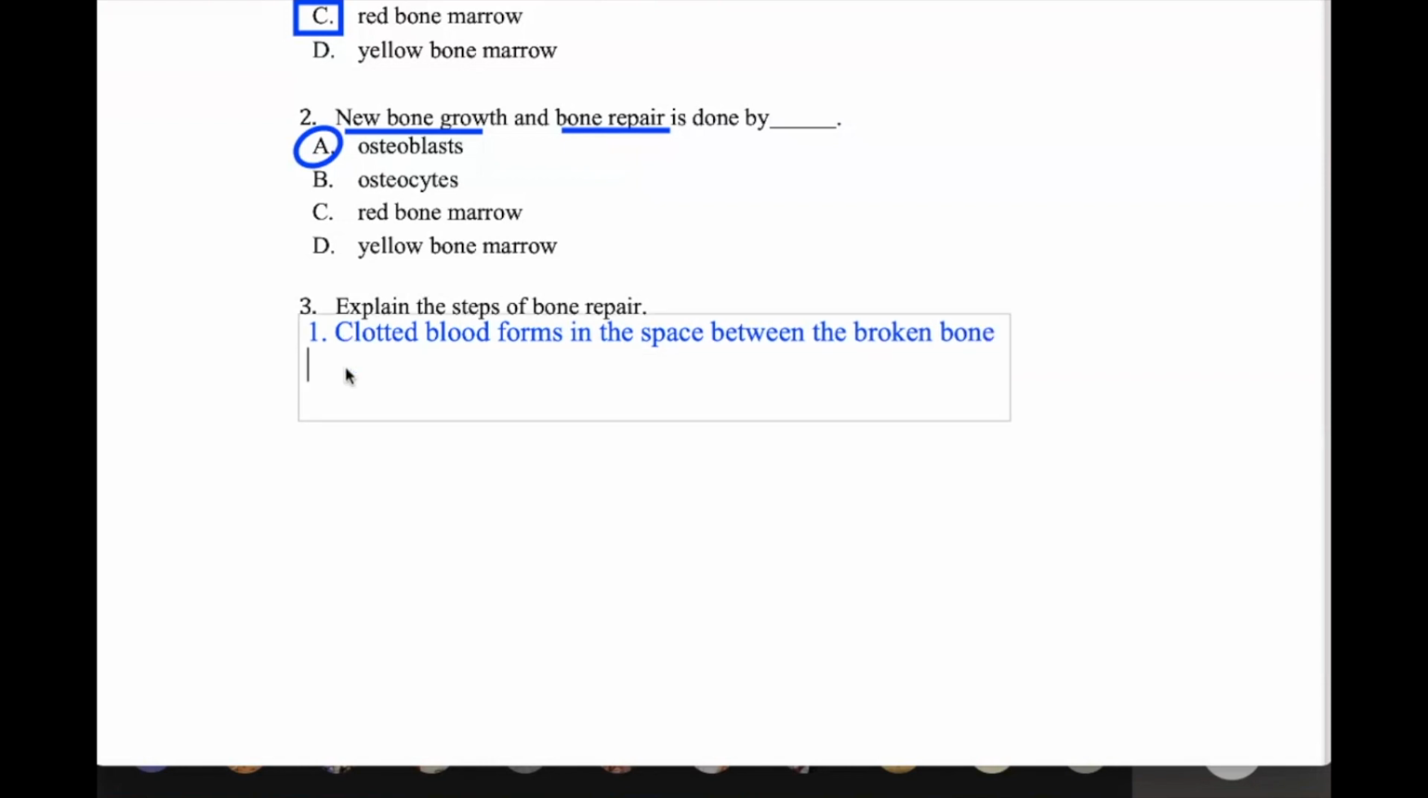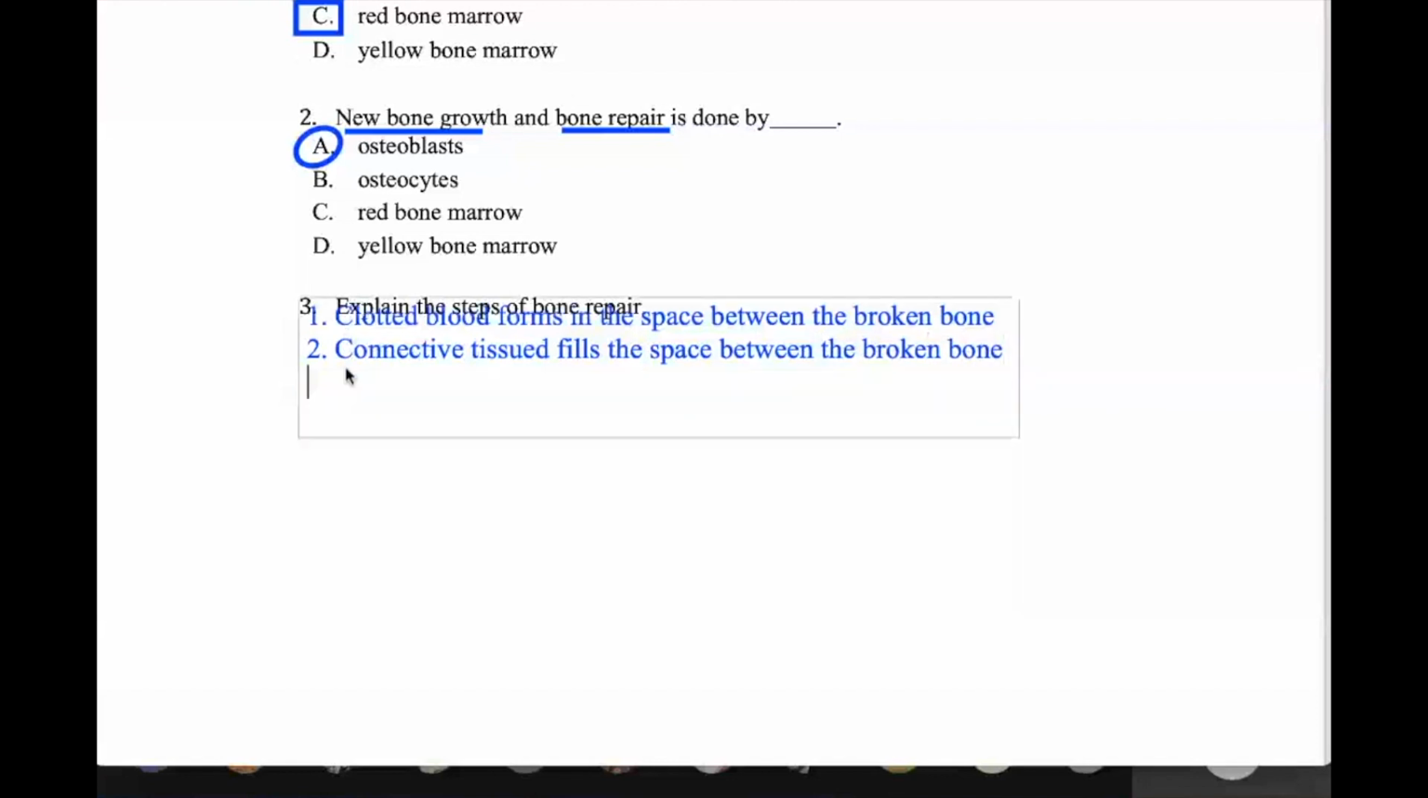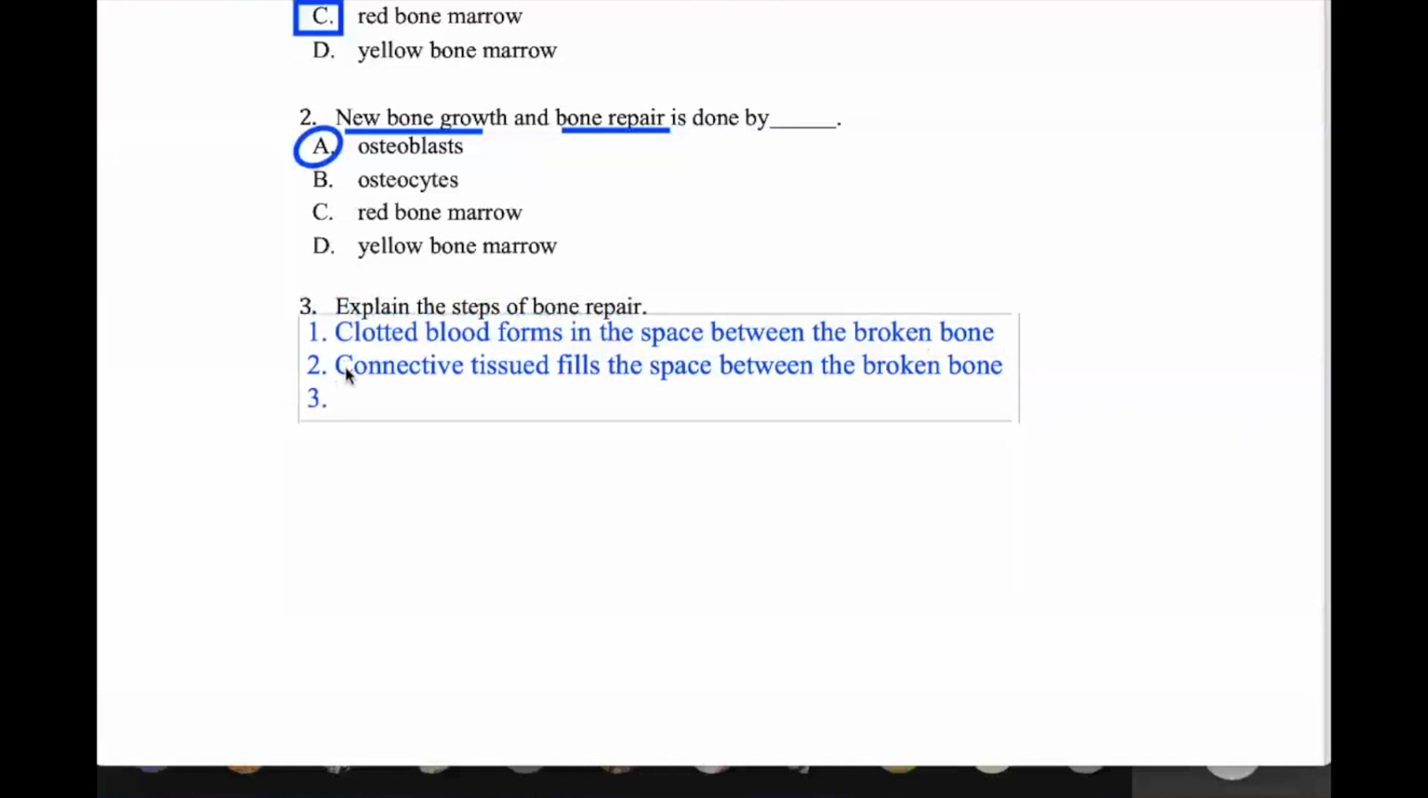What is step number 2? Connective tissue fills the space between the broken bones. Yes, it will not connect all of it, it will connect most of it. Very good. It fills the space between the broken bones. Okay, and number 3, remodeling.